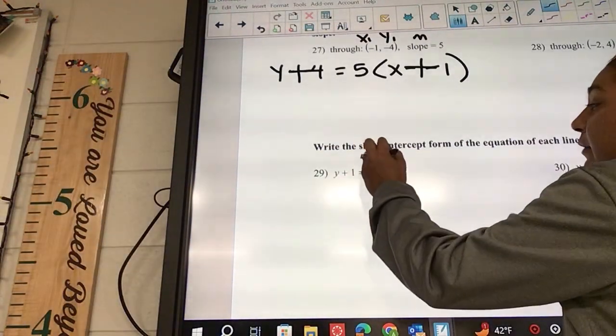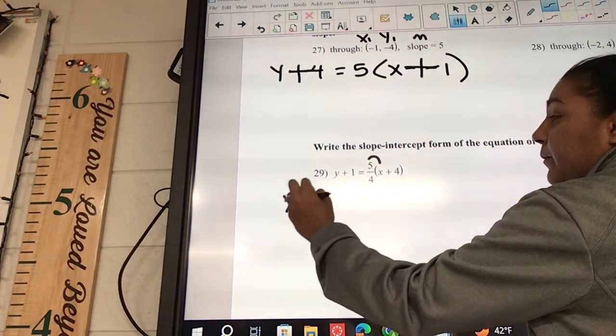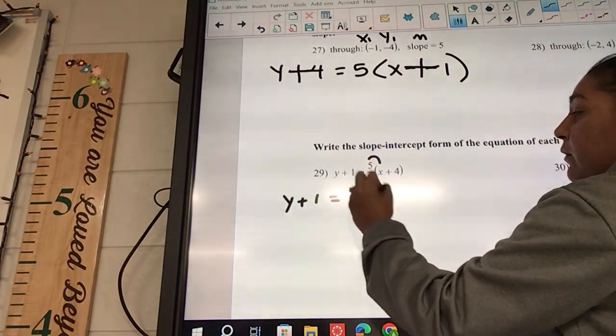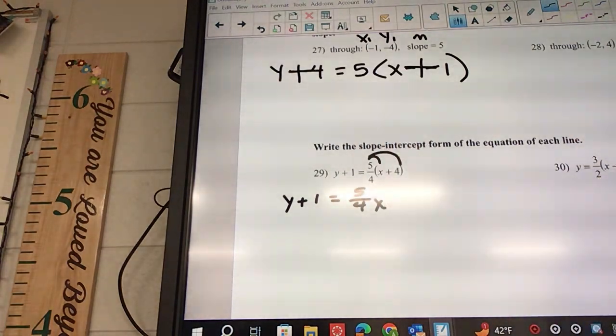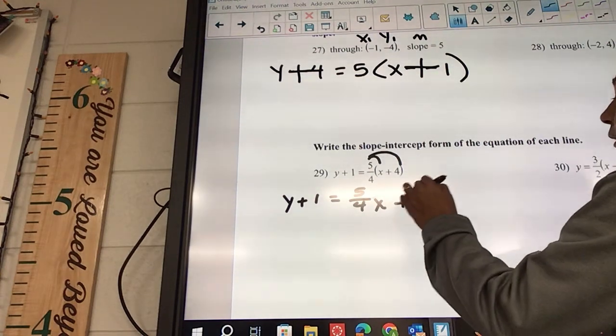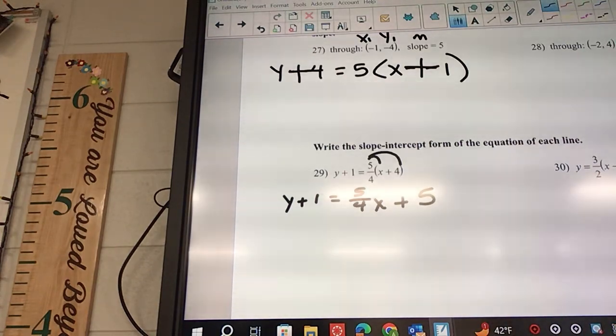So 5 over 4 times x is going to be 5 over 4x. Then 5 over 4 times 4. And again, if you don't know how to type fractions in the calculator, I will gladly help you. 20 over 4, which can be reduced. So you're gonna get a 5 there. Oh, reduced, I didn't reduce it. I'm sorry.